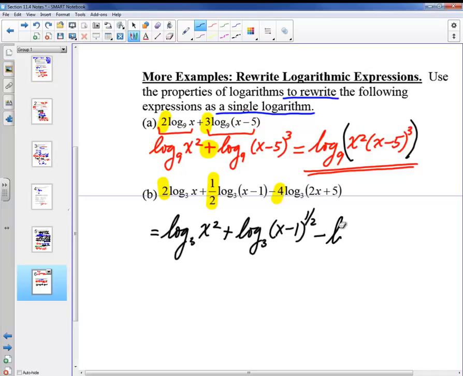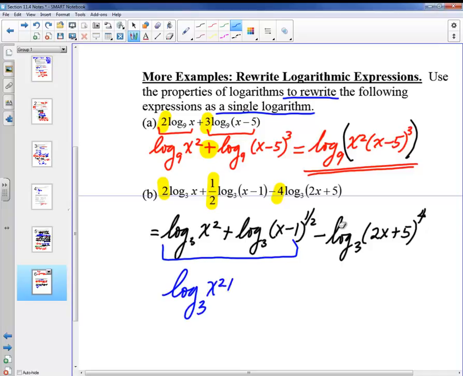So that would be log base 3 of 2x plus 5 raised to the 4th. Keep the negative, but take the 4. And now at this point, that's where we start making mistakes. And you don't have to do it in several steps, but you're going to have to group them from left to right, just like you do in order of operations. So this would be log base 3 of x squared times x minus 1 raised to the 1/2, and then minus log base 3 of 2x plus 5 raised to the 4th power.